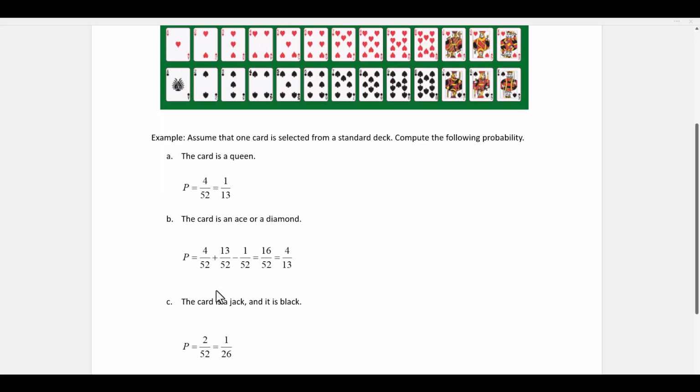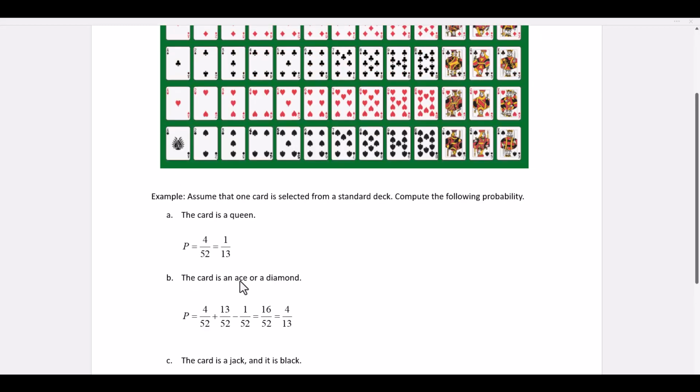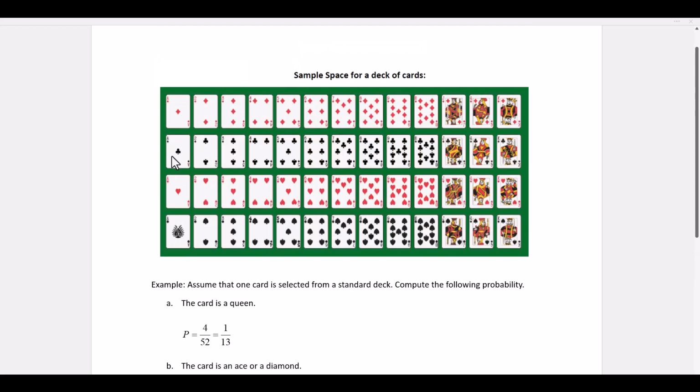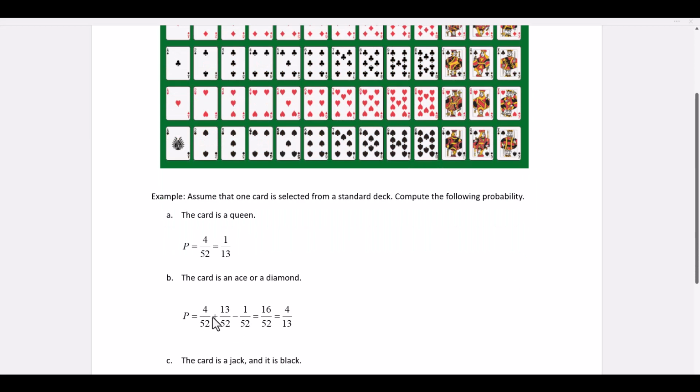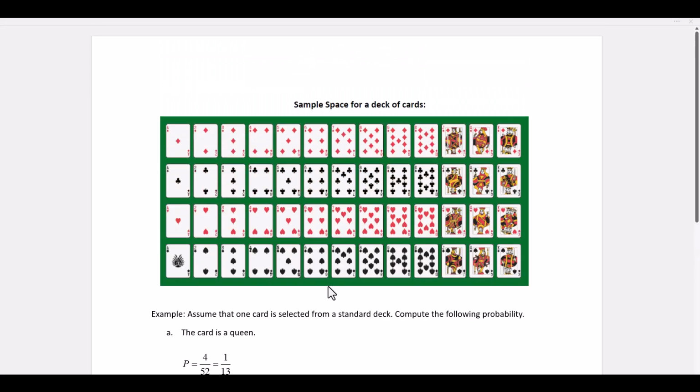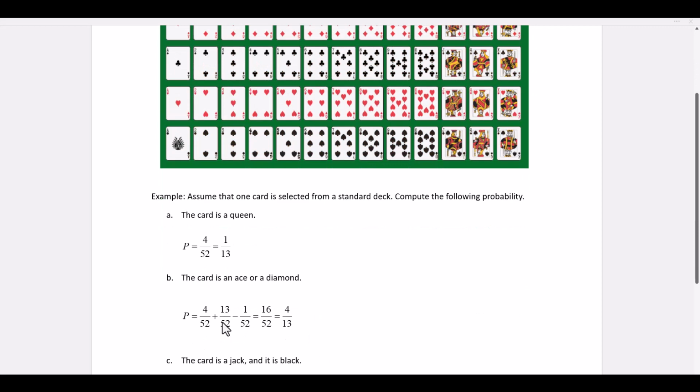The second example is saying, what if we select a card, but now we want it to be an ace or a diamond? When you see the word or, that means addition. But we have to avoid double counting. So we want, first of all, an ace. Well, there's 4 aces. 1, 2, 3, 4. So 4 out of 52 plus, or translates to plus. How many diamonds are there? Well, if we count the diamonds, there's 13. So 13 out of 52.